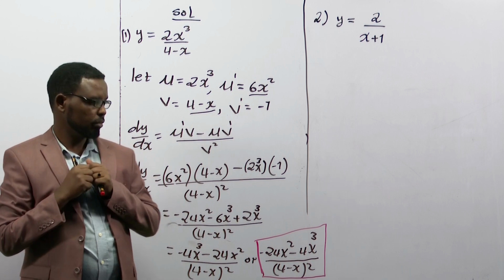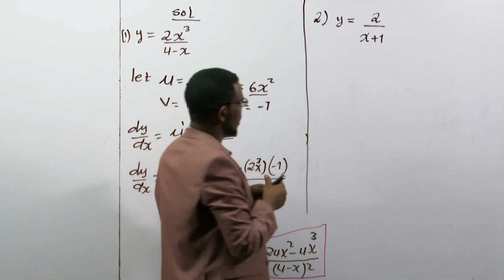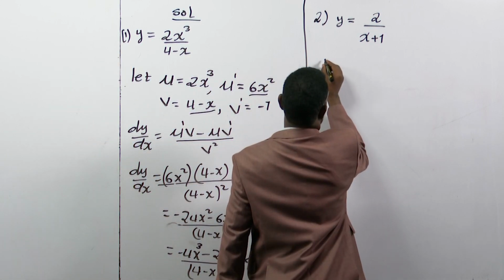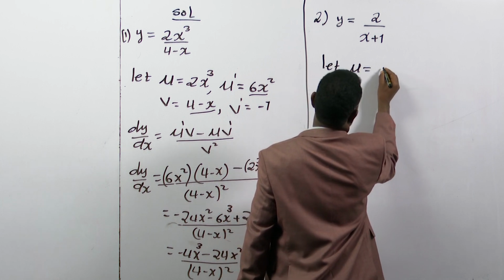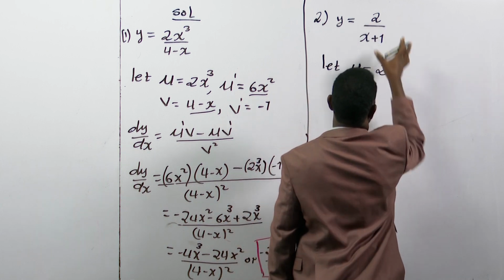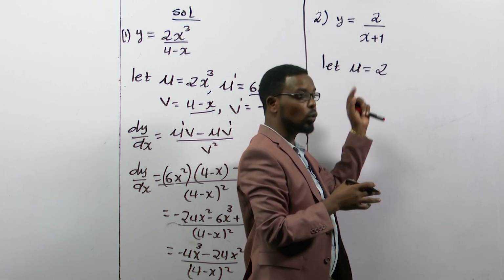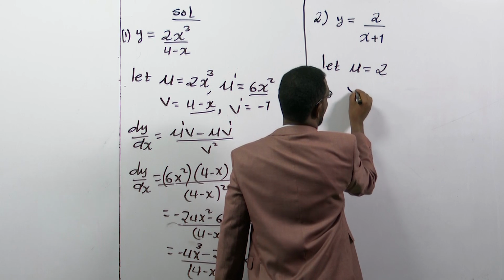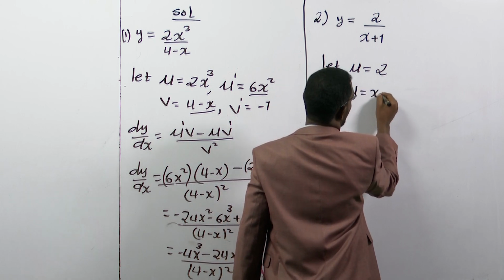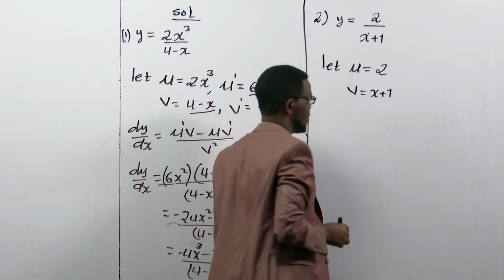Then I say, in order to find dy/dx, let u be equal to 2, and v, the denominator, is equal to x plus 1.